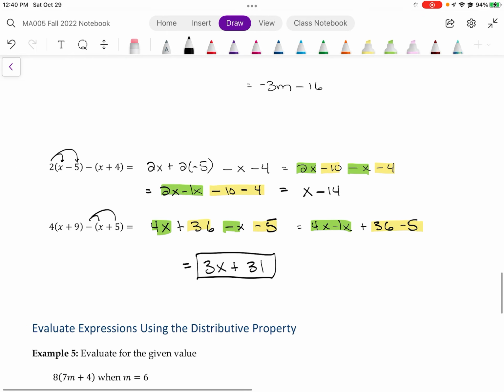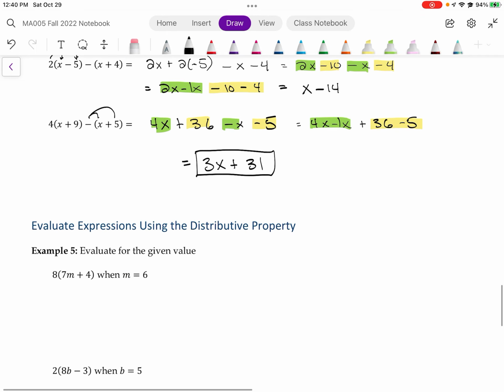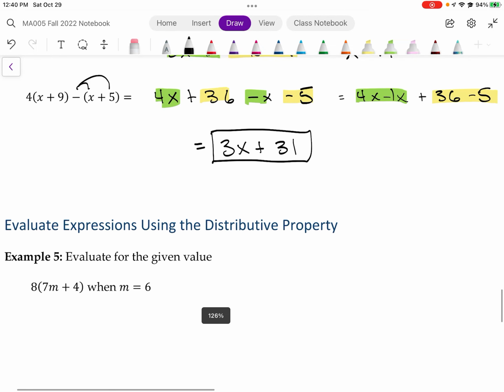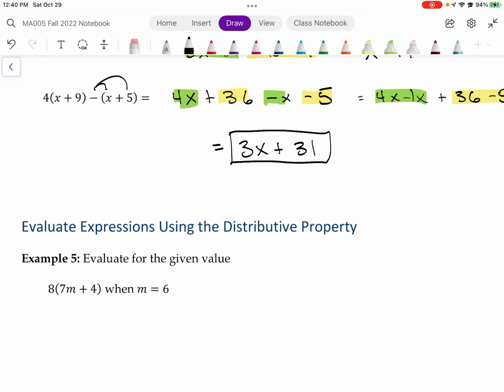All right, so evaluate expressions using the distributive property. There's a couple different ways to do this. You can go ahead and put the 6 in first, which I think is easier because you don't actually have to use the distributive property if you don't want to. You can just go ahead and use order of operation if you would like. But since we're doing the distributive property, I'm going to show you how to do it.